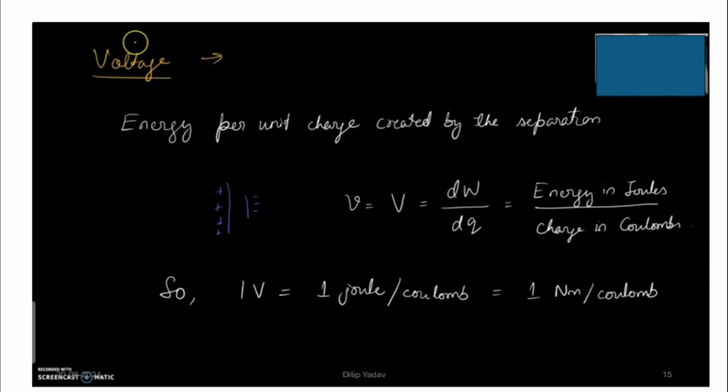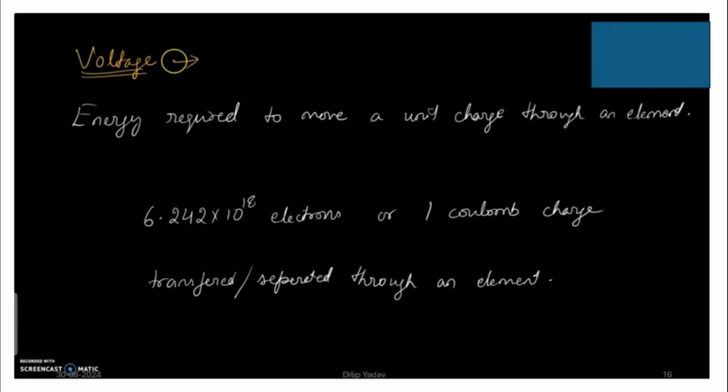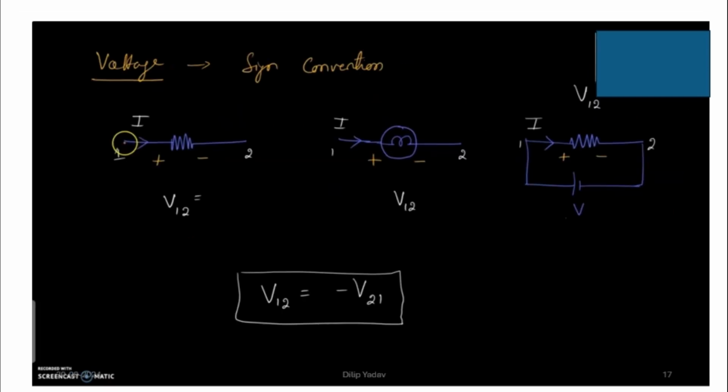So coming to the voltage, the energy per unit charge created by separation, that is V equal to dW upon dq, the energy in joules upon charge in coulomb, as we have studied. So 1 volt is equal to 1 joule per coulomb, that is 1 newton meter per coulomb. Then we have the voltage as the energy required to move a unit charge through an element, that is, 1 coulomb of charge is transferred through an element. This is the voltage sign convention again.